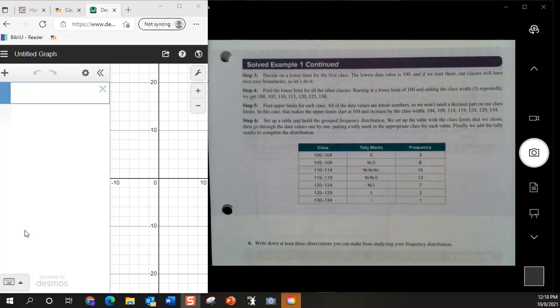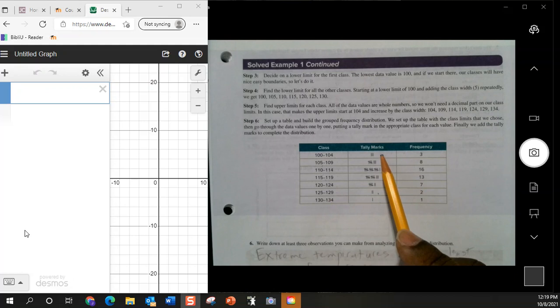Now, it says write down at least 3 observations you can make from analyzing your frequency distribution. So first of all, we could say extreme temperatures are the least amount of occurrences. Because we look here, the 130 to 134, the 125 to 129, and the 100 to 104. All 3 of those are the lowest outcomes. They said 3, so that's 1.